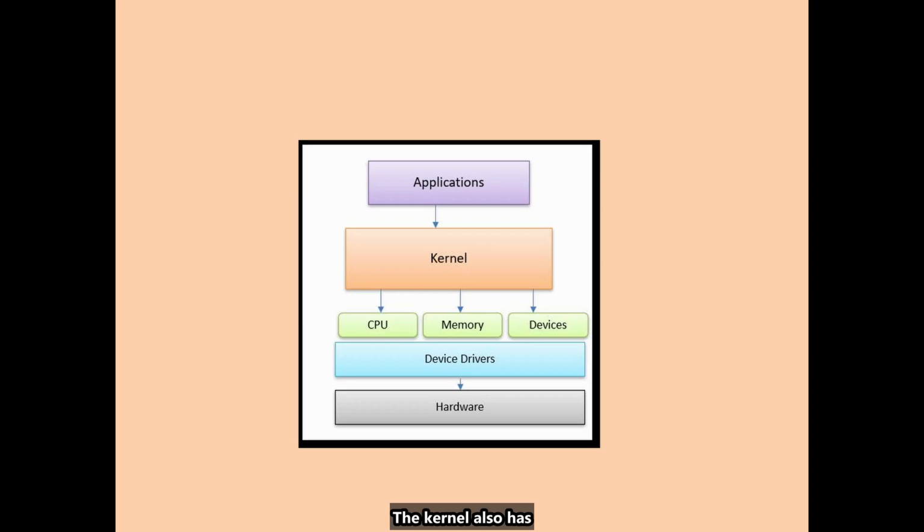The kernel also has important responsibilities. It manages CPU usage. It controls memory. It handles input and output. It also protects the system. For example, one program cannot access another program's memory. This prevents crashes and improves security. In real systems, the kernel controls everything. Applications only request services. The kernel decides what actually happens.